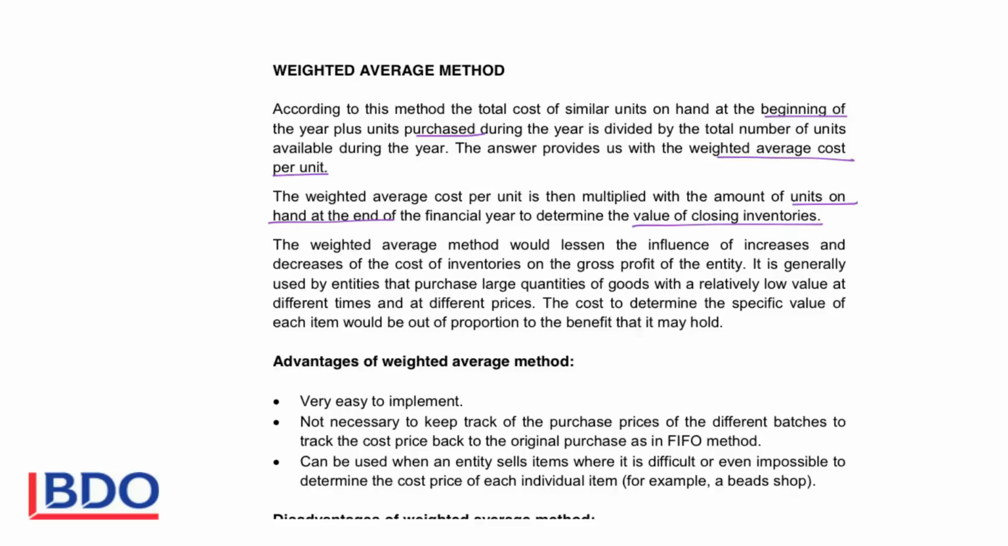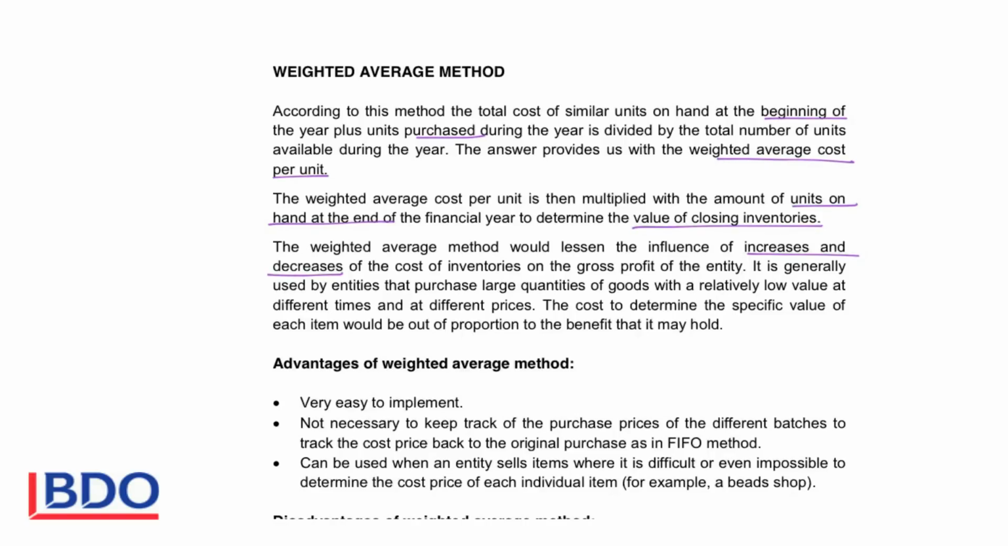The weighted average method would lessen the influence of increases and decreases of the cost of inventories on the gross profit of the entity because you're working with the average price during the year. It is normally used by entities that purchase large quantities of goods with a very low value and different prices during the year, because it would be impractical to determine the cost every time you buy the goods and to take it into account the whole year.